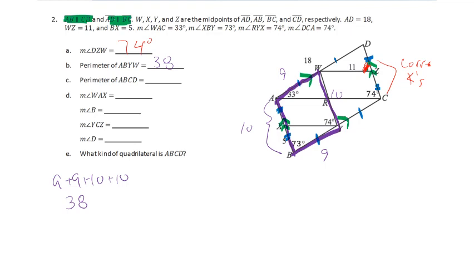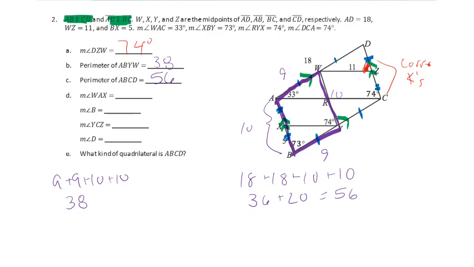Now if I look at ABCD, ABCD is the entire shape. Well, I can already use some of the information I have. I know that AD is 18. So if AD is 18, so is BC. And then I learned from part B that AB was 10. And since AB is 10, so is DC because it's a parallelogram. So that gives us 36 plus 20, which is going to be 56. So the perimeter of ABCD is going to be 56. Alright, we're doing alright so far.